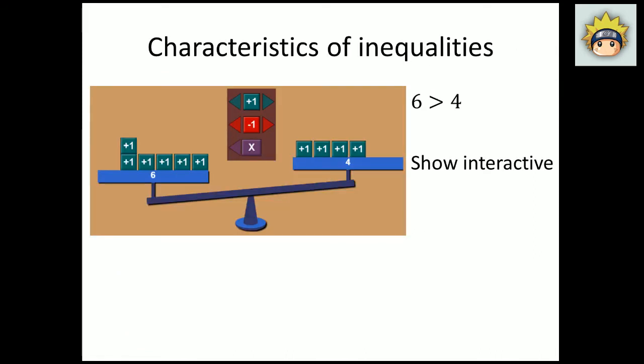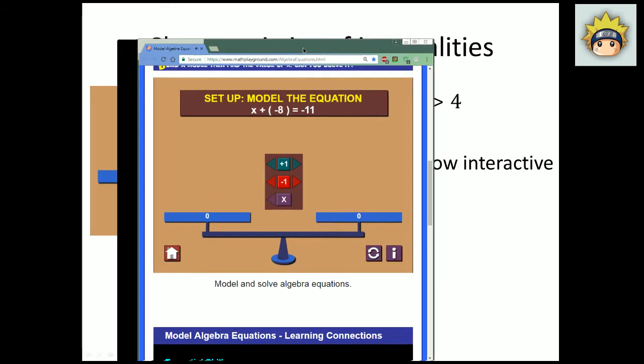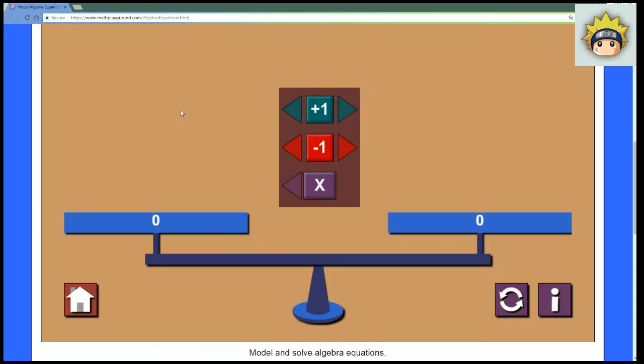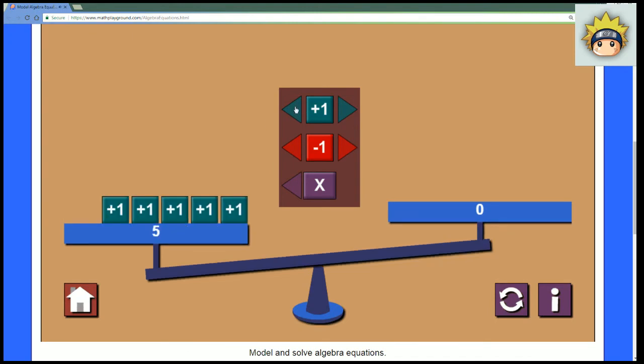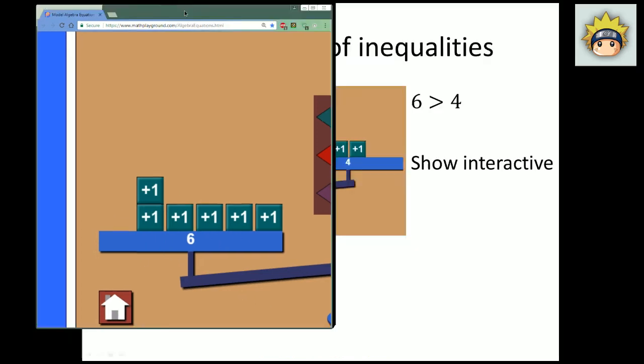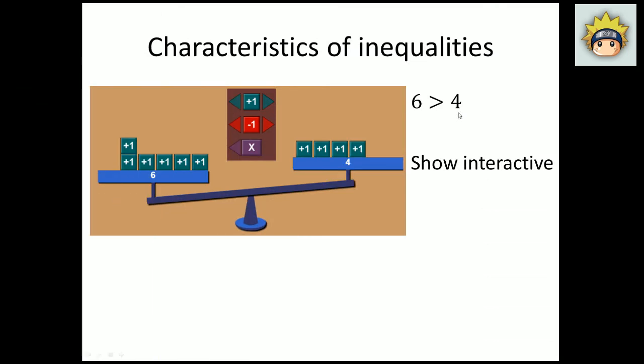Okay, let's look at the inequality here. Here you see that 6 is greater than 4, which is what I use here, the greater than symbol. That's why the scale is off balance. Let me show you how I got this. So I'm going to add 6 to my right and 4 on my left. Do you see how it is tipped on the side of 6? So that's why we would say that 6 is greater than 4.